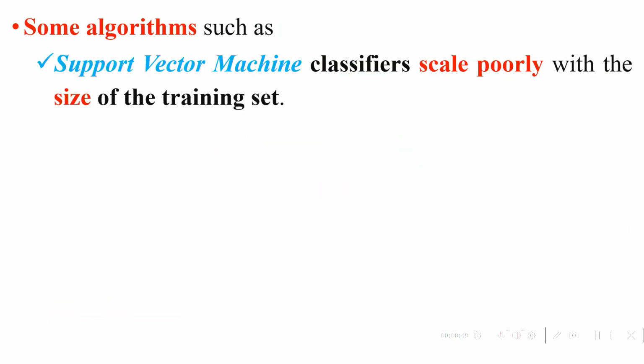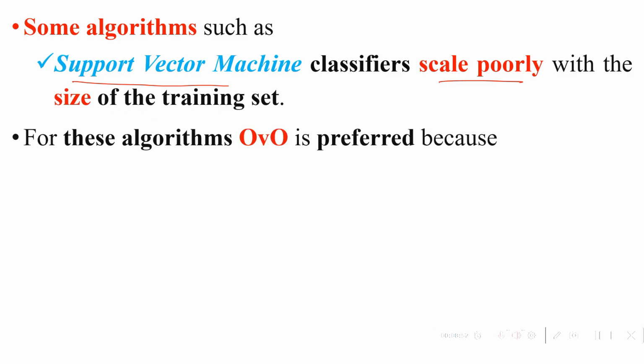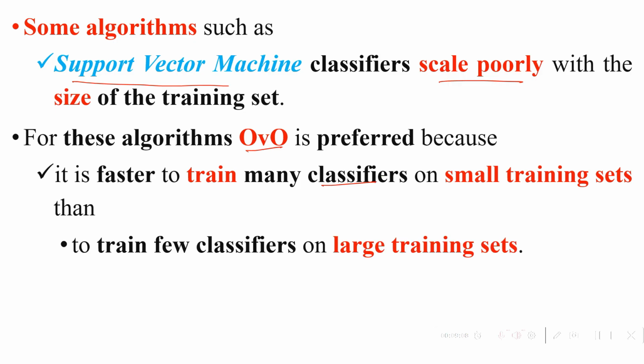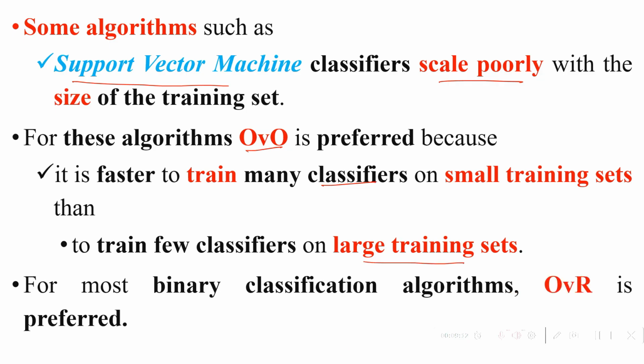Some algorithms, like support vector machines, scale poorly with the size of the training set. For these algorithms, one versus one is preferred because it is faster to train many classifiers on small training sets than to train a few classifiers on large training sets. Because of that, we are going to use one versus one. For most binary classifier algorithms, one versus rest is preferred.